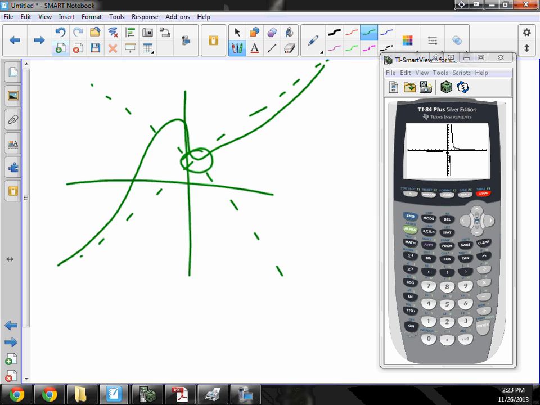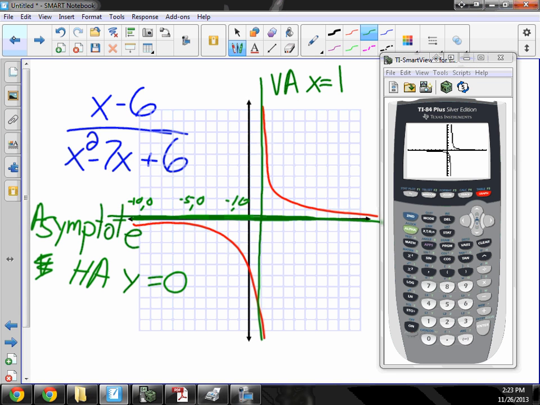Okay. So looking at this graph, if I wanted to tell you what the domain was, well, rational functions, rational expressions always have all real numbers except for a few points. So the domain here is real numbers except x cannot equal what value? It's right here. 1. X cannot be 1. Why is that?